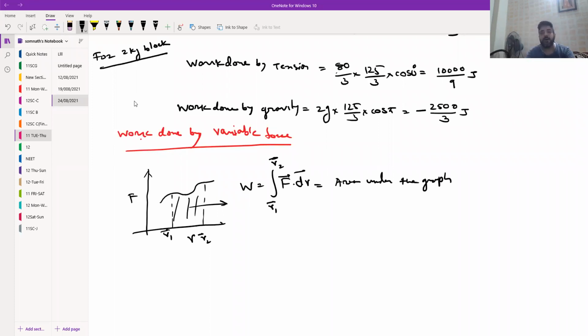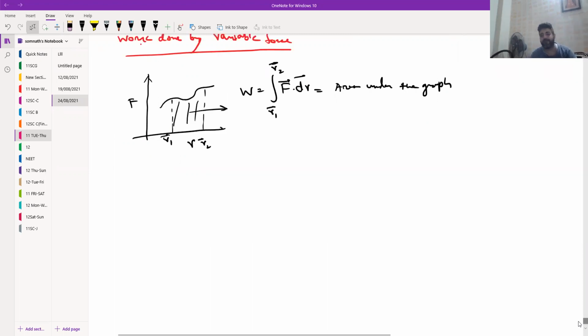Today we do at least work done by variable force, and in the next class, we see the rest part. There is a lot more, it is just starting here. So I just want to give you a question of work done by variable force. A very nice basic question.